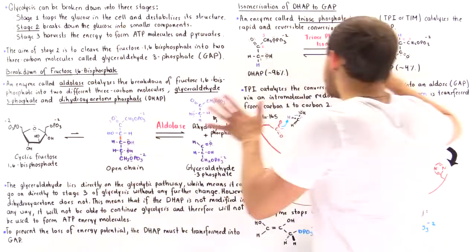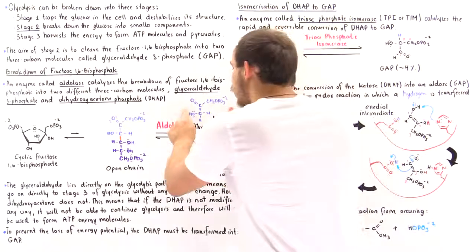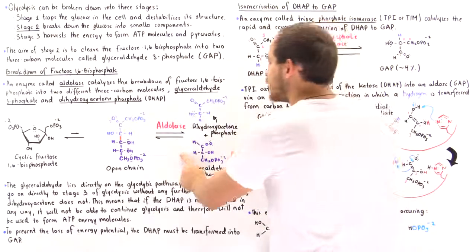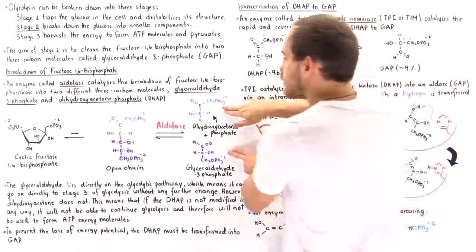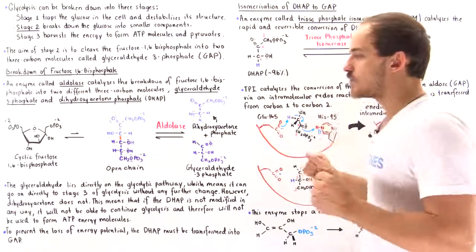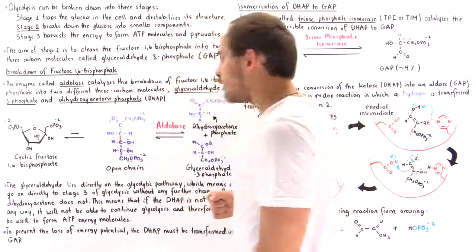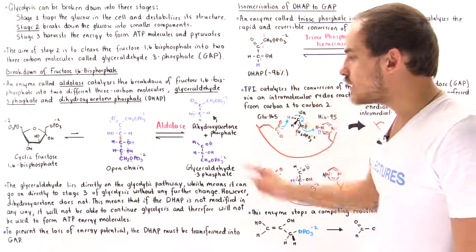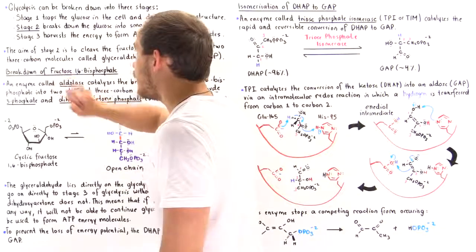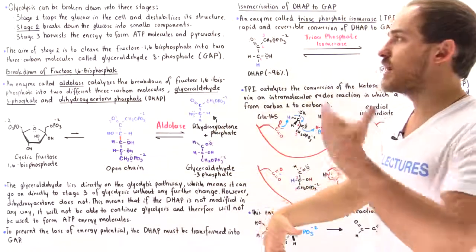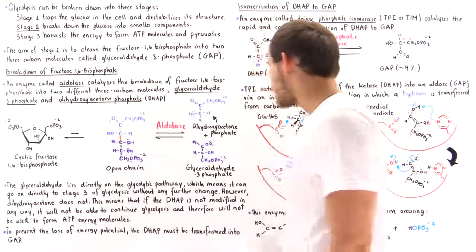And so in the next step, as we'll see in just a moment, this one is transformed into this one via an isomerization reaction. So these two molecules are in fact isomers. Once again, the glyceraldehyde phosphate lies directly on the glycolytic pathway, which means it could go on directly into stage 3 to form the ATP molecules, the pyruvate, and the NADHs, as we'll see in the next lecture.